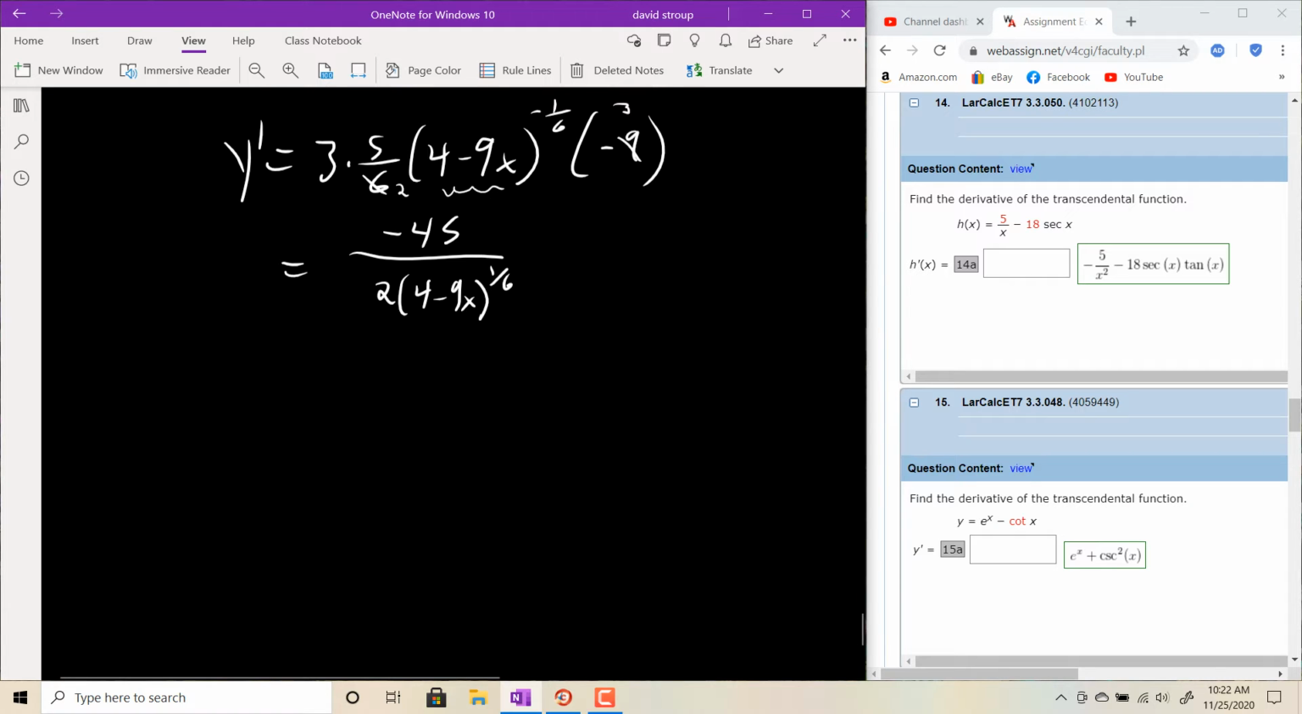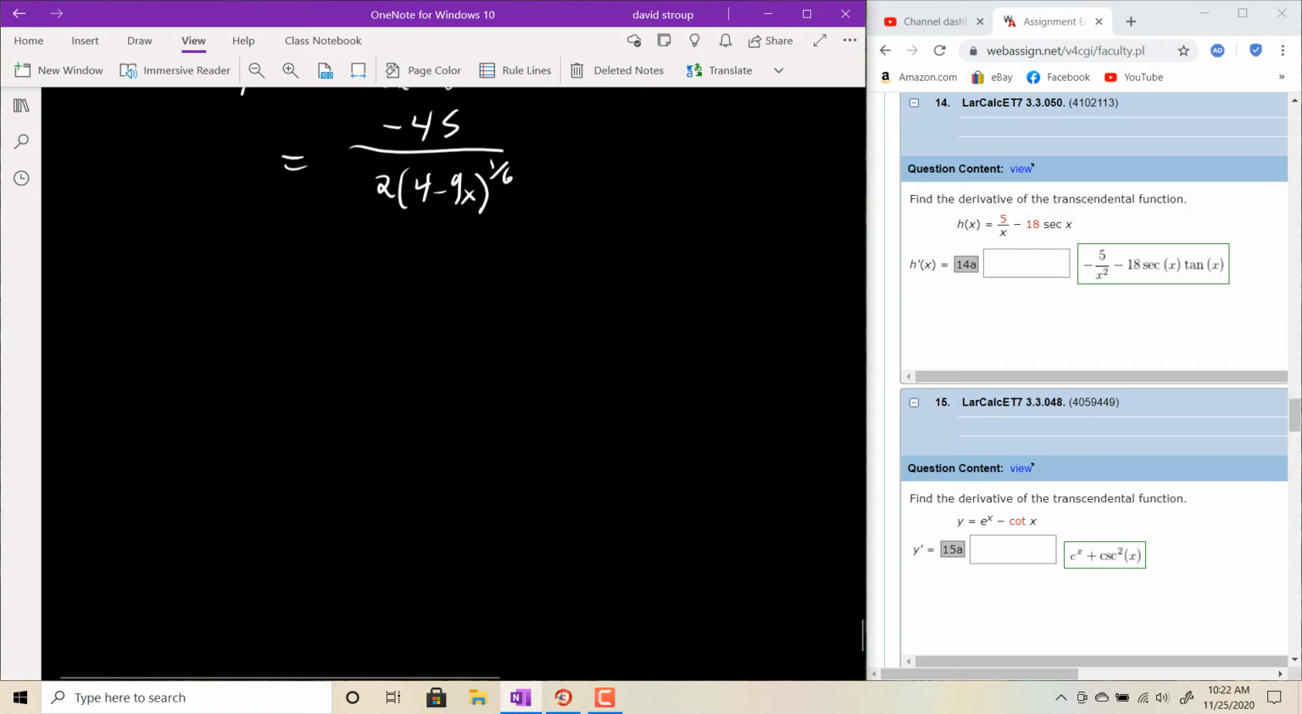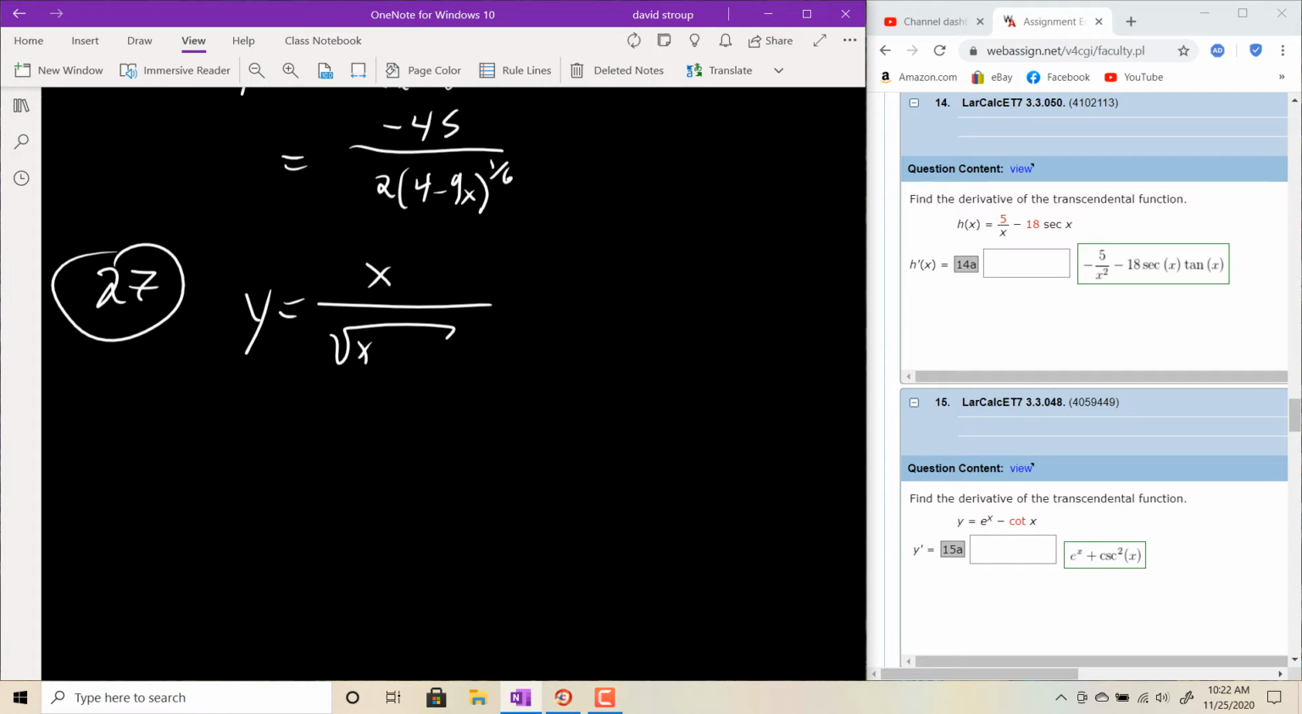So, I like these, like 27. We have y equals x all over the square root of x squared plus 1. Okay, so this is a quotient rule and chain rule. So you may want to rewrite it as x over x squared plus 1 to the 1/2.